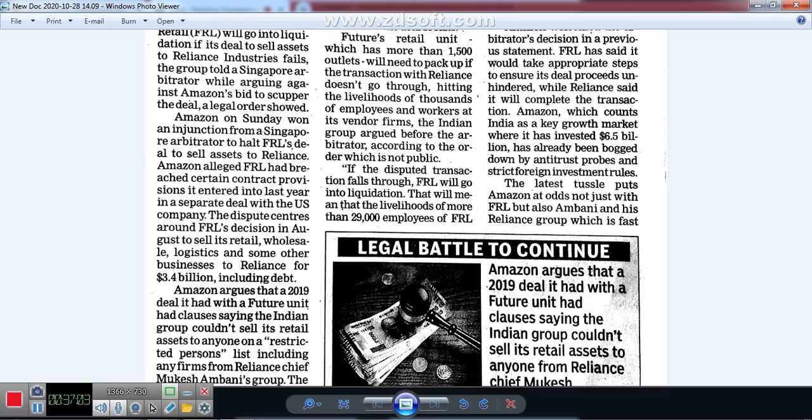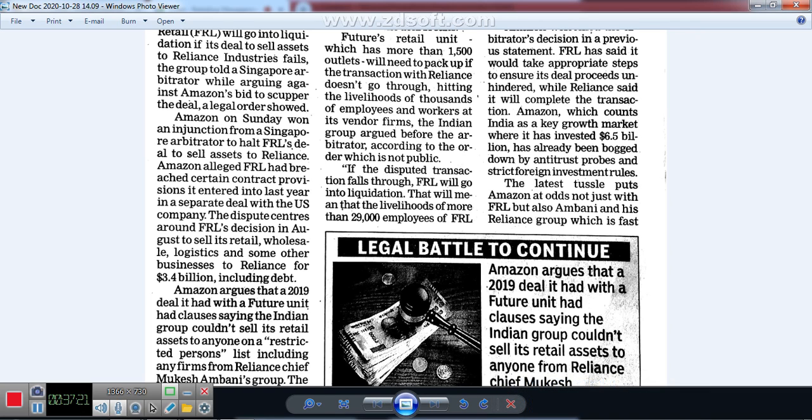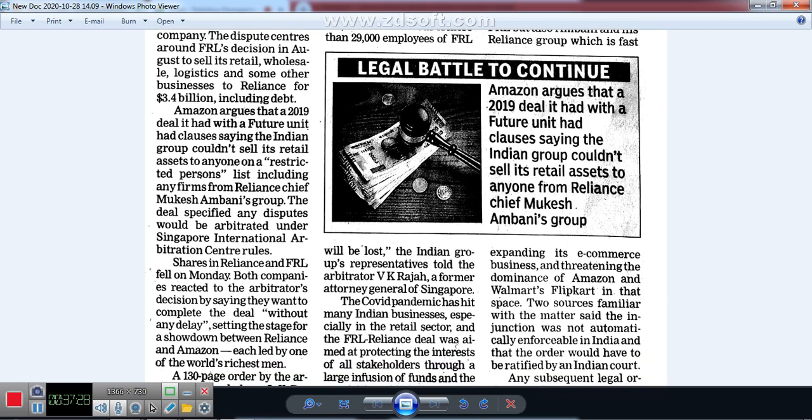Amazon argues that a 2019 deal it had with the Future unit had clauses saying the Indian group, that is the Future Group company, couldn't sell its retail assets to anyone on a restricted persons list, including any firms from Reliance chief Mukesh Ambani's group. Now Future Group has made that mistake. They have breached the contract. The deal specified any disputes would be arbitrated under the Singapore International Arbitration Center.